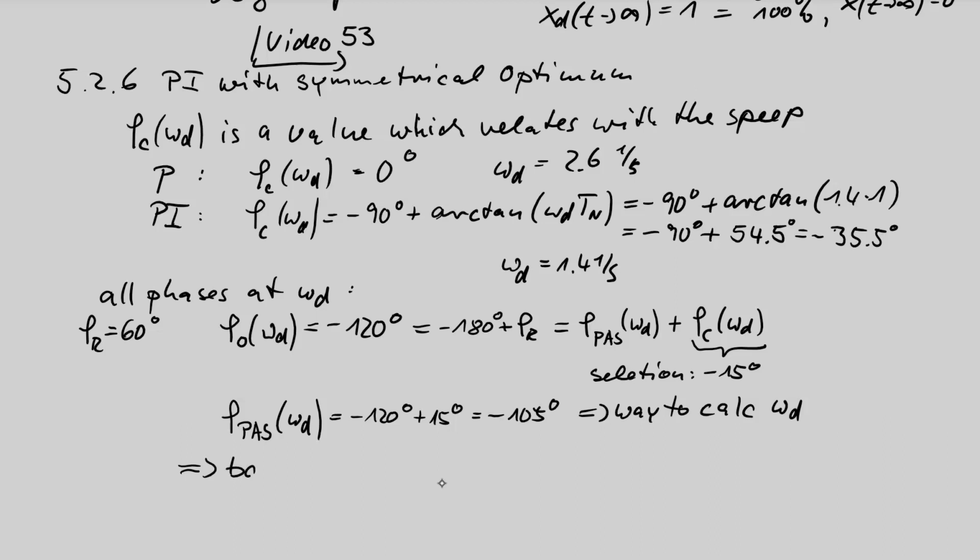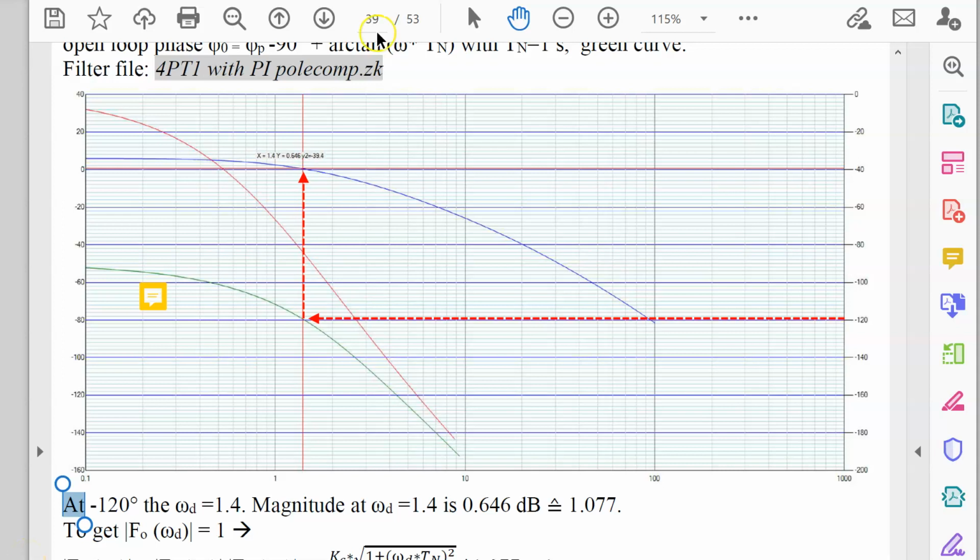Let's look into the Bode plot. In the workbook, I have opened page 39, and this diagram shows the pole compensation PI controller design. We have selected here the minus 120, go to the green curve, that is the open loop phase, and select this point, and we get the old well-known value 1.4. Okay, you see you need now the drawing of the green curve. That is additional work for the pole compensation design.